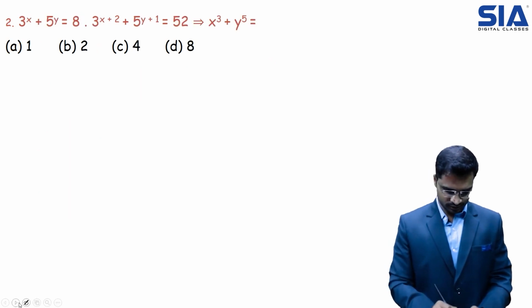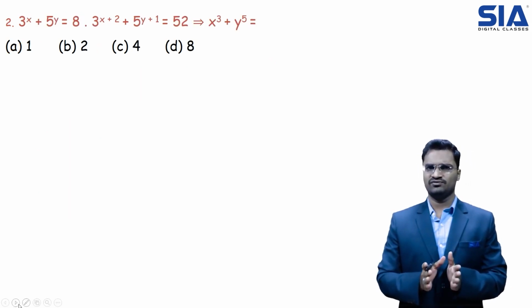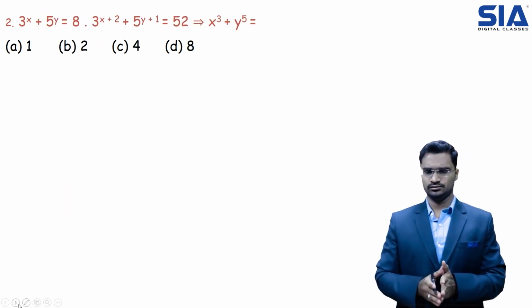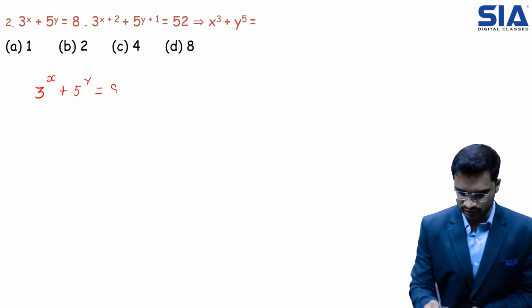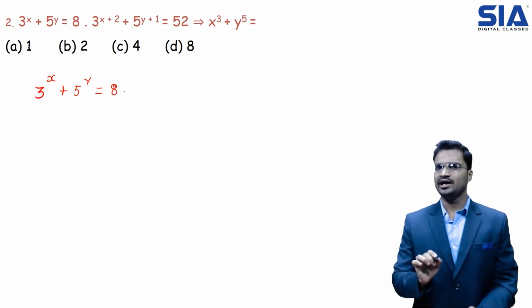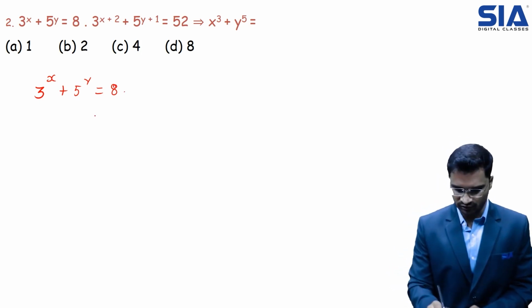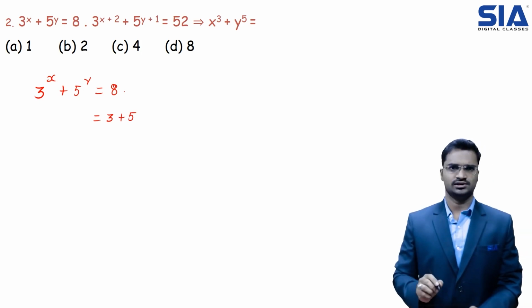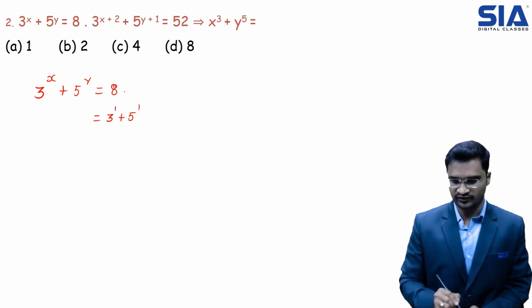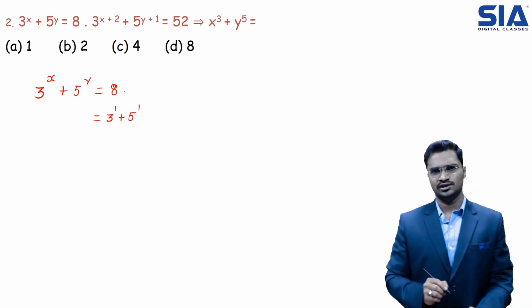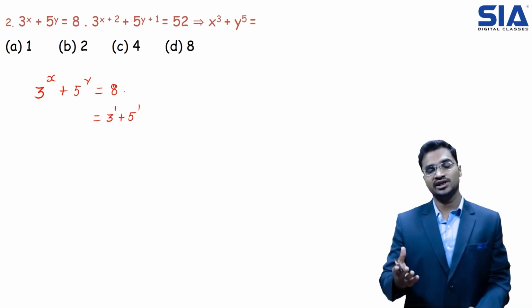Coming to the next question. 3 to the power of x plus 5 to the power of y is equal to 8. So let us write this equation. Can I write 8 in this way, 3 plus 5? Yes, there is no objection with it. And also 3 to the power of 1 and 5 to the power of 1. Can I write it like this? Yes, because anything to the power of 1 is itself.